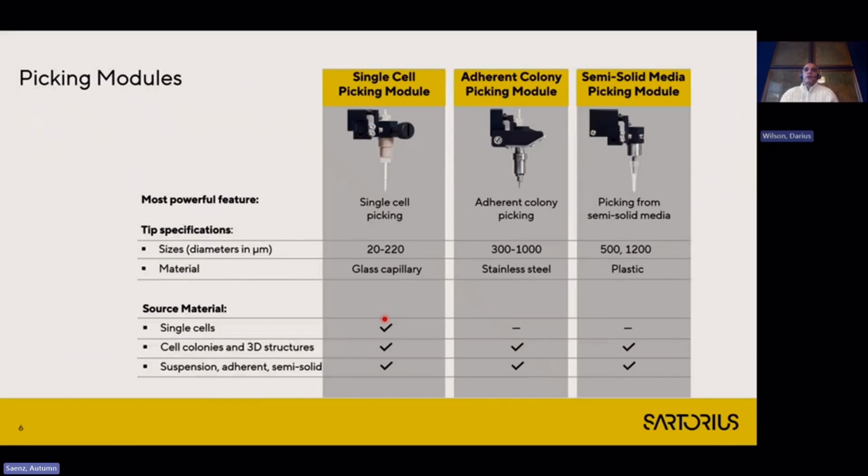So again, we'll be looking at single cells with a single cell picking tool. Cell colonies and 3D structures you can pick using the glass capillary, stainless steel tips, or plastic disposable tips.